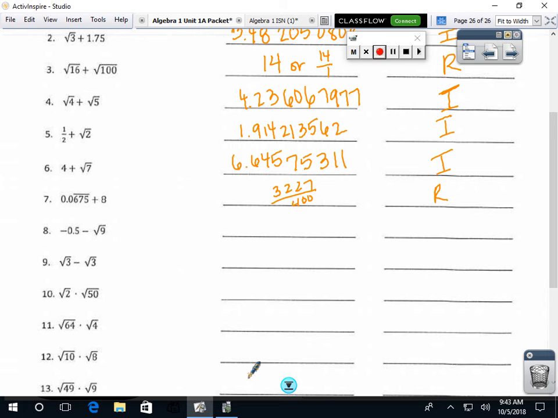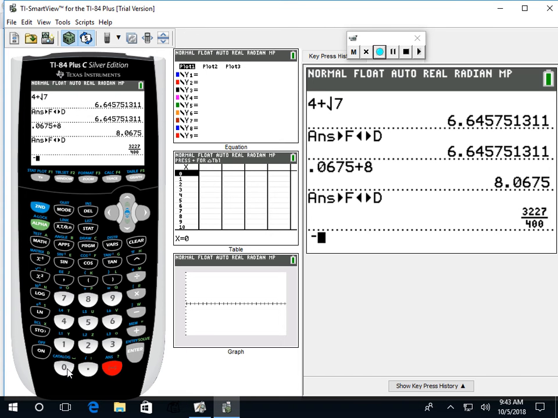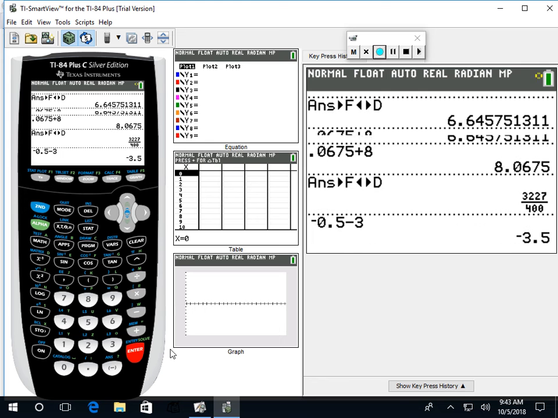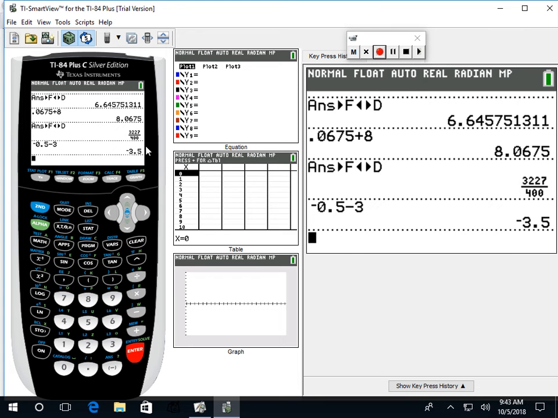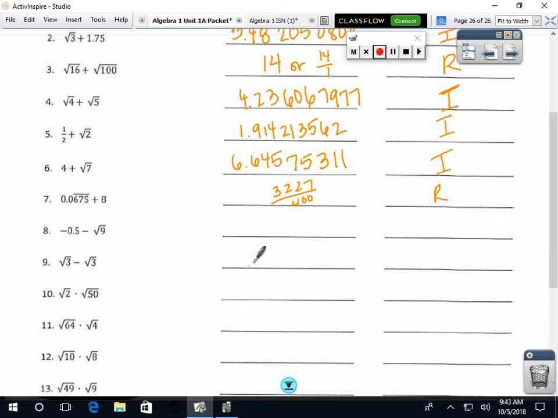All right, number 8, negative 0.5 minus the square root of 9. I'm going to save some time here. Instead of typing in the square root of 9, what do you think I'm going to type in? 3. And I get negative 3.5, which terminates after the 5. And then I see that it becomes negative 7 over 2, which is a fraction. So it is definitely rational.